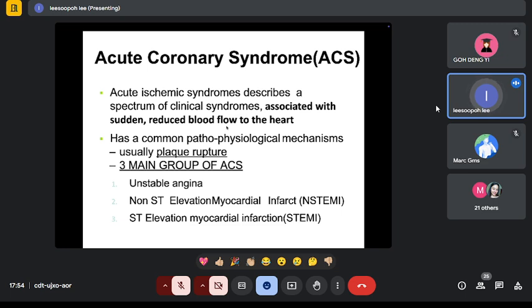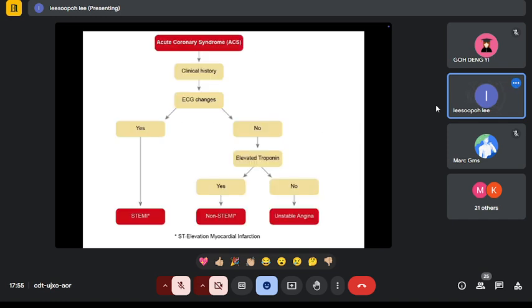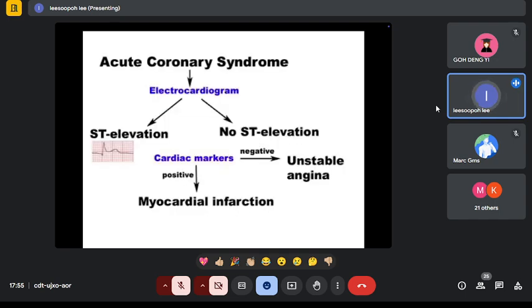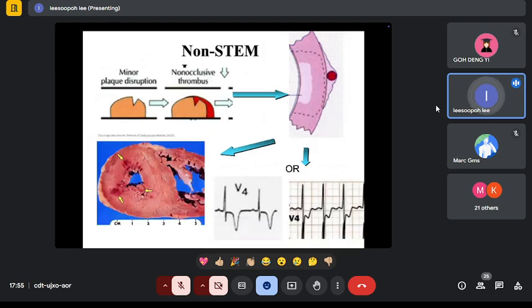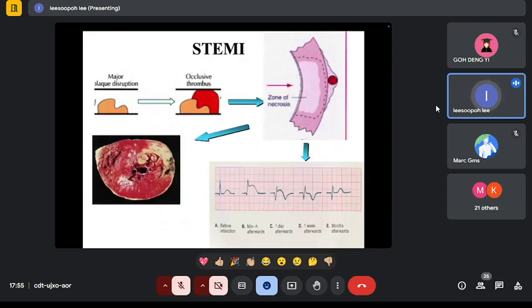ACS can basically be divided into three subgroups. It can be unstable angina, non-STEMI or non-ST elevation myocardial infarction, or ST elevation myocardial infarction. Okay, just remember this. You have three things. If a patient has a heart attack, it can be unstable angina, STEMI or non-STEMI. Okay, then we're going to talk about each of them. I'll come back to this slide again. So what do we mean by unstable angina and STEMI and non-STEMI?